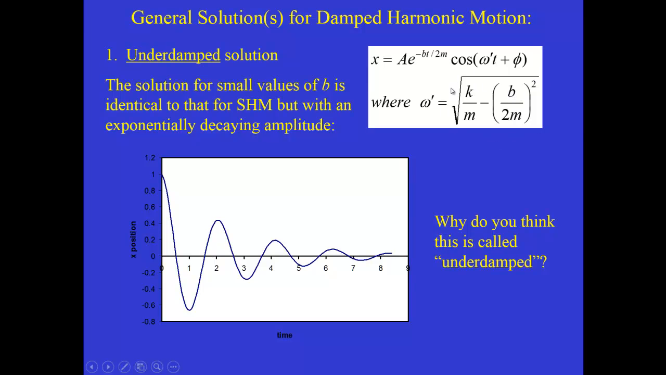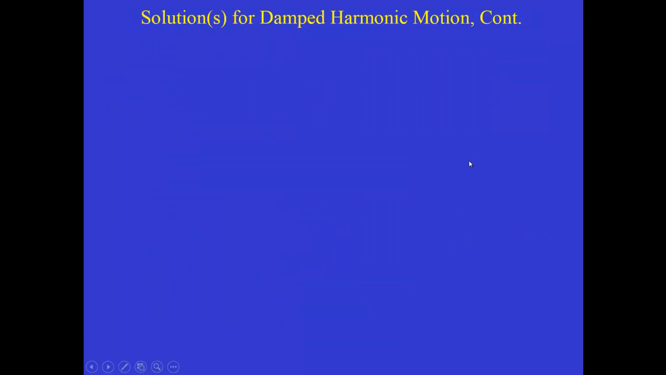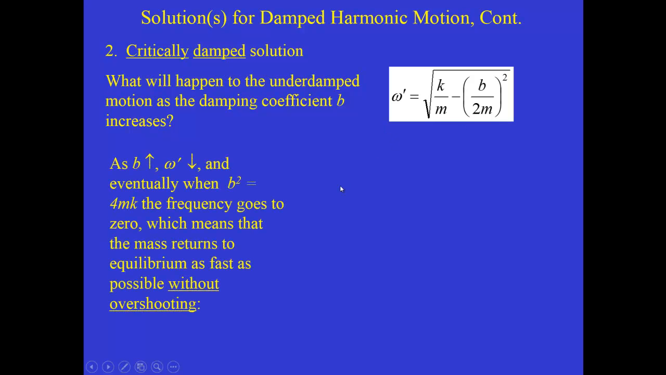Eventually, what we'll see is that this frequency will get smaller and smaller, and if B has just the right value, the frequency will go to 0, which means that the system won't oscillate at all. And that's called the critically damped solution, where B gets just large enough to make this omega prime term 0. Then what that means is the system will return to equilibrium without overshooting at all.